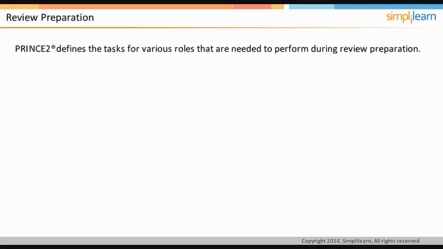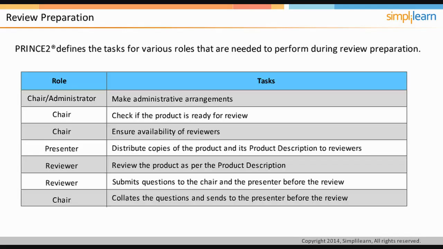PRINCE2 defines the tasks for various roles that are needed to perform during review preparation. As seen in the table on the screen, the chair or administrator makes administrative arrangements for the review meeting. The chair checks if the product is ready for review and ensures the availability of the reviewers. The presenter distributes copies of the product and its product description to reviewers before the review meeting. The reviewer reviews the product as per the product description. The reviewer or reviewers may add and submit some questions to the chair, and the presenter then clarifies those questions with the producer of the product. The chair collates the questions and sends to presenter before the review.